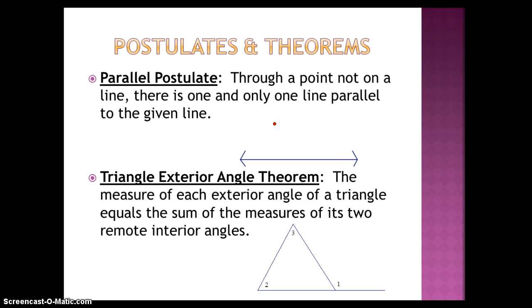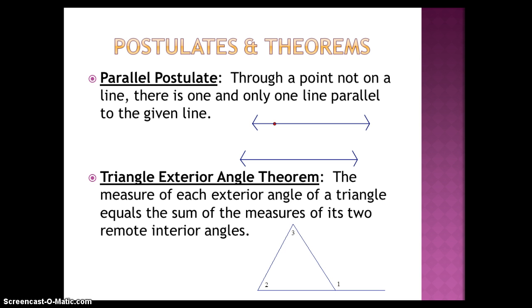So the first postulate is the parallel postulate. And that says through a point not on a line, there is one and only one line parallel to that given line. So anytime I have a line and another point, there is one and only one line that can be parallel to that given line.